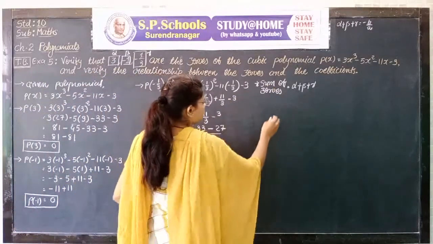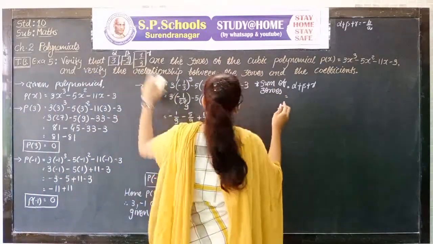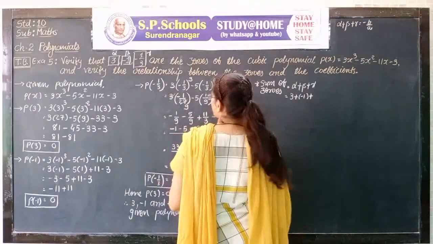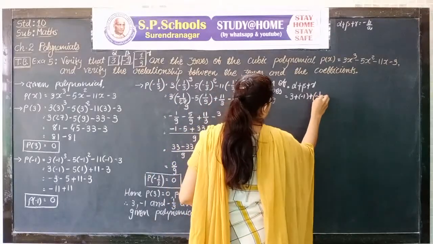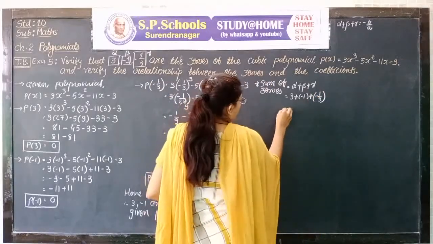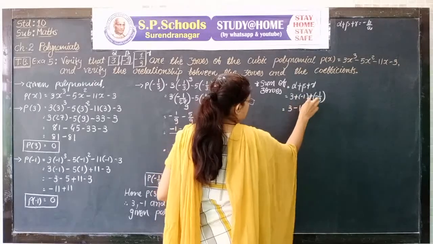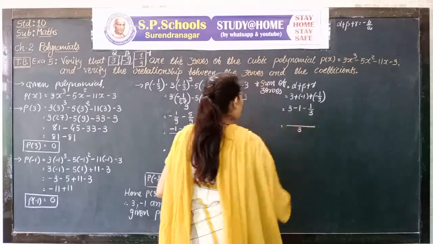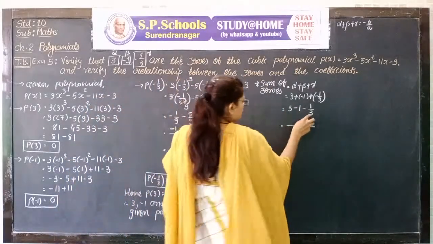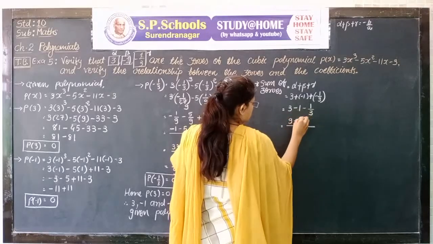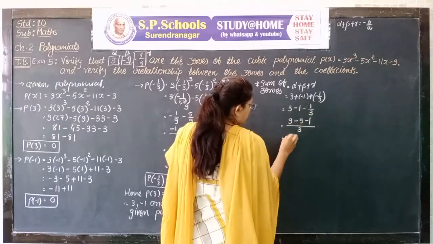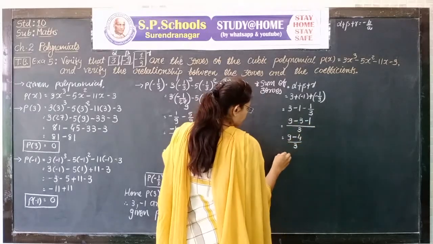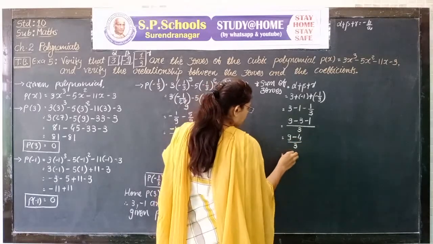We have to substitute here. It is equal to, instead of alpha 3, plus instead of beta minus 1, plus instead of gamma minus 1 upon 3. That is 3 plus minus 1 plus minus 1 upon 3. Again by taking LCM, the whole denominator contains 3. 3 threes are 9, minus 3 ones are 3, minus 1. So 9 minus 3 minus 1 gives 9 minus 4, which is 5 upon 3.